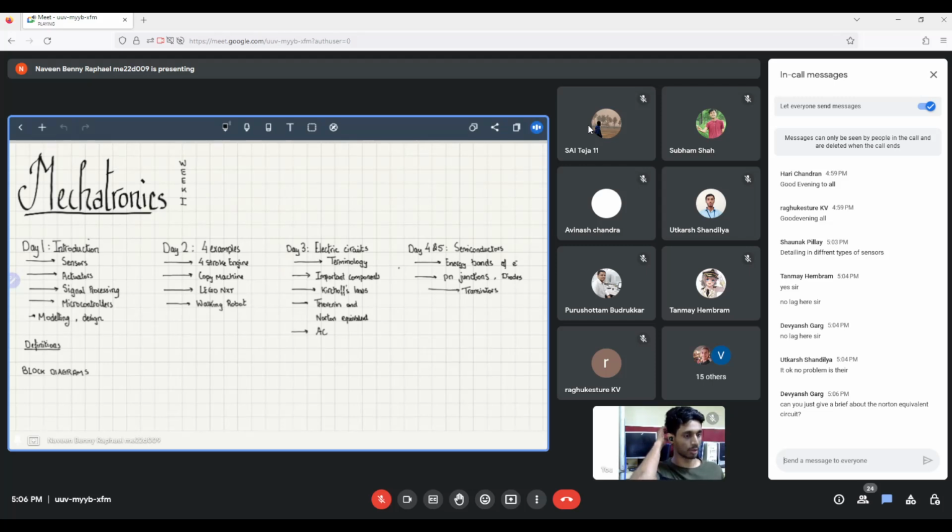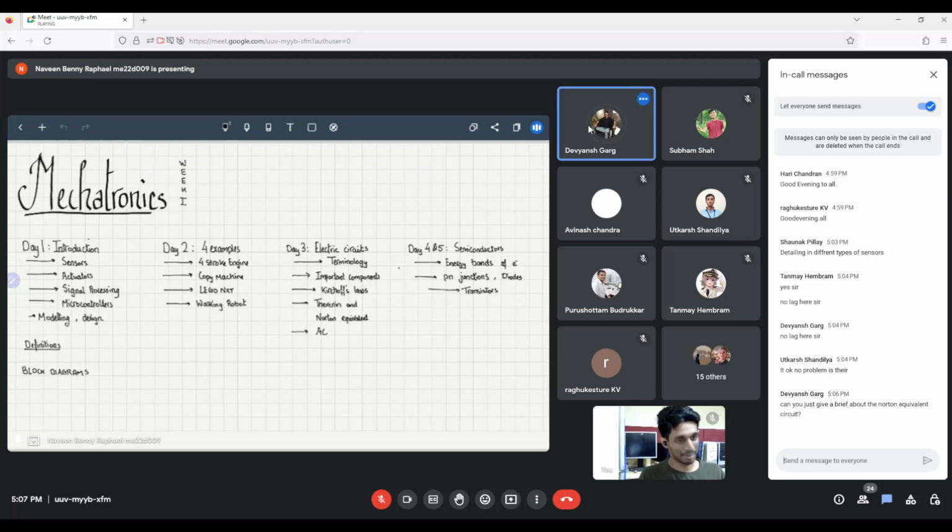Yes, I can give a small brief about Norton equivalent circuit. Do you know about Thevenin equivalent circuits? Yes, I can explain. Norton equivalent circuit and Thevenin equivalent are fairly similar. Thevenin equivalent circuits tell us that if you have a very complex circuit, you can simplify it to an equivalent resistor and a voltage source, which will be in series. So, for example, if you have, oh, I can't draw resistors really well, but I can try.